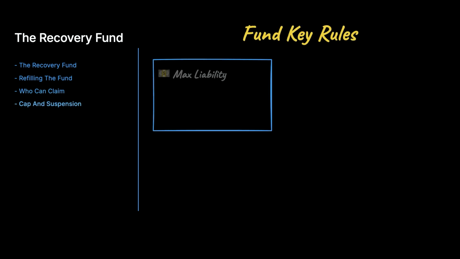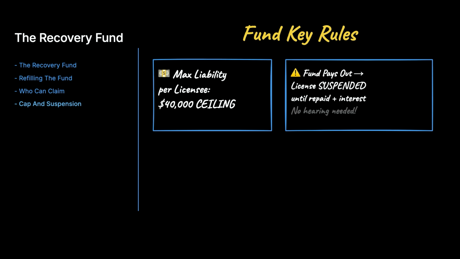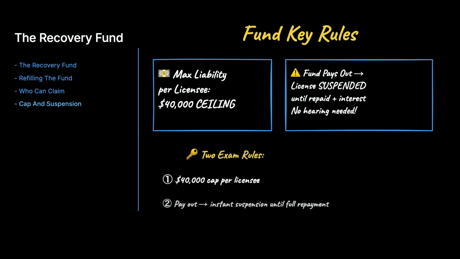Here are 2 facts you must carry into the exam. First, the fund's liability cannot exceed $40,000 for any one licensee. $40,000 is the ceiling. Second, when the fund pays on a licensee's behalf, that license is automatically suspended until they repay in full with interest. No separate hearing is needed.